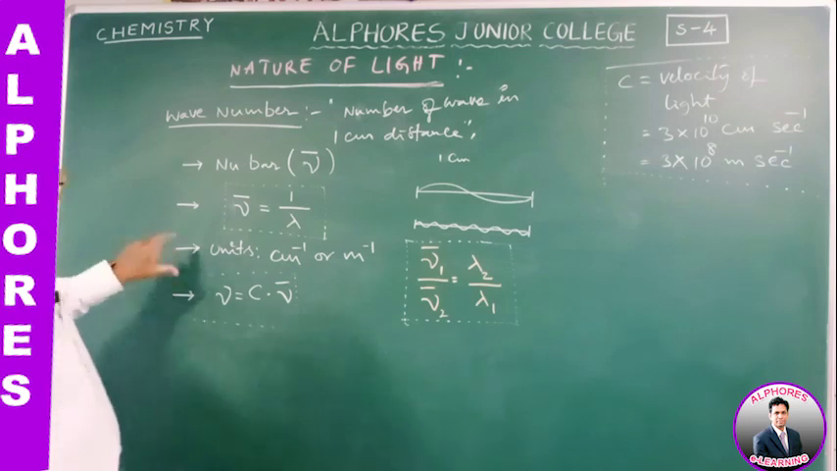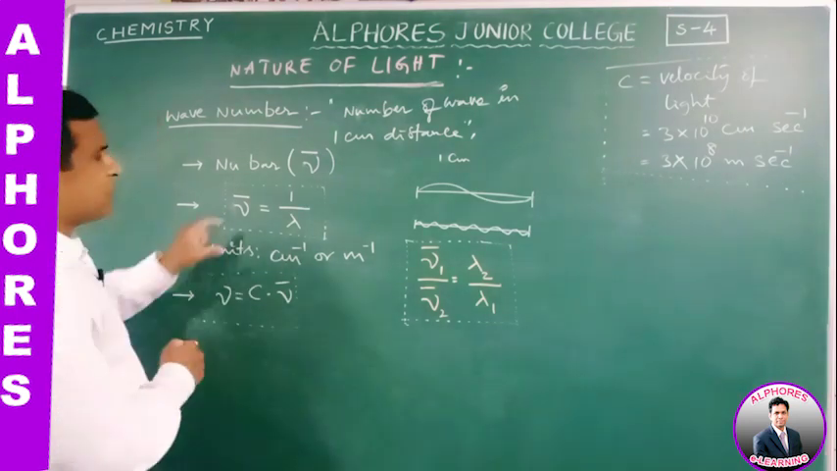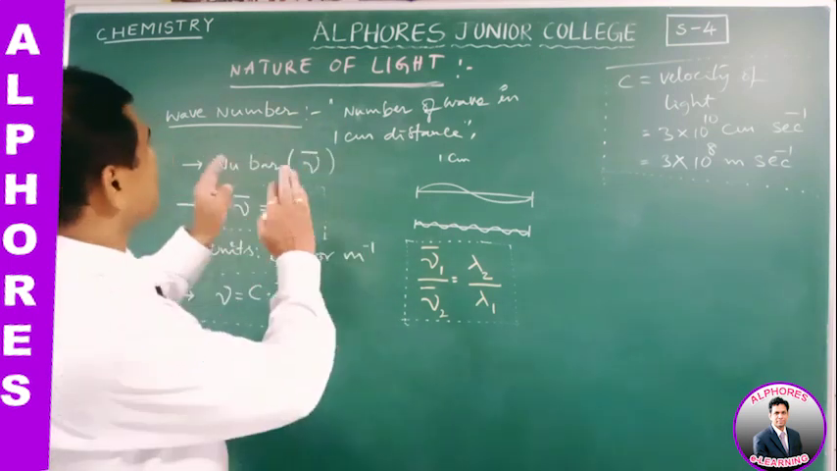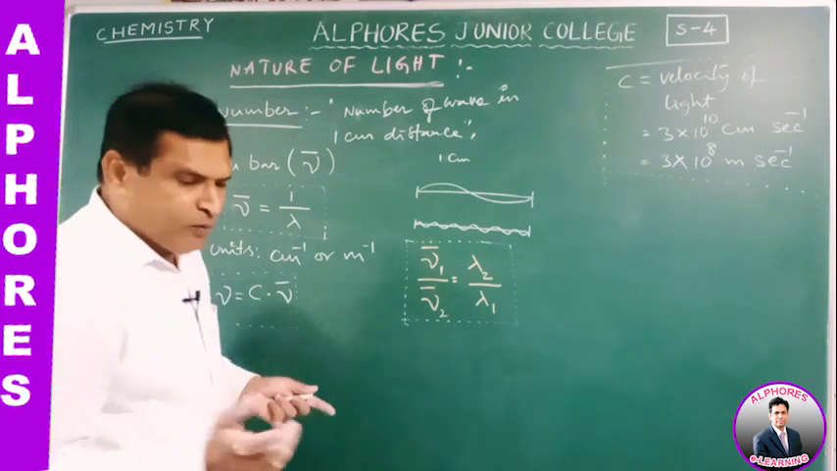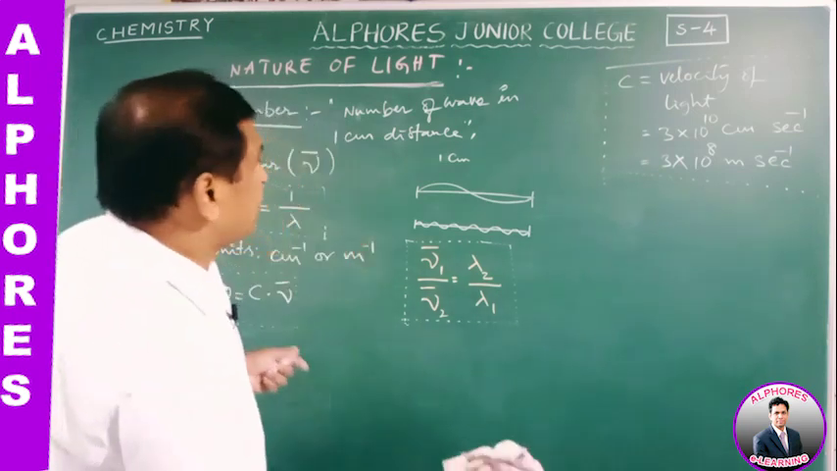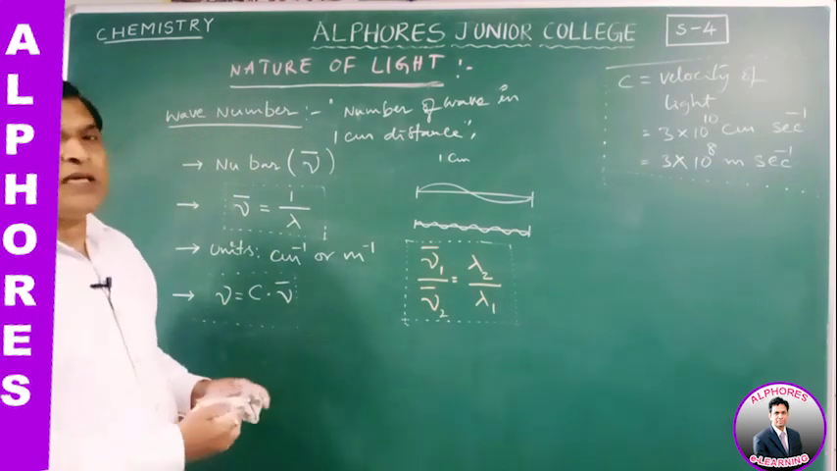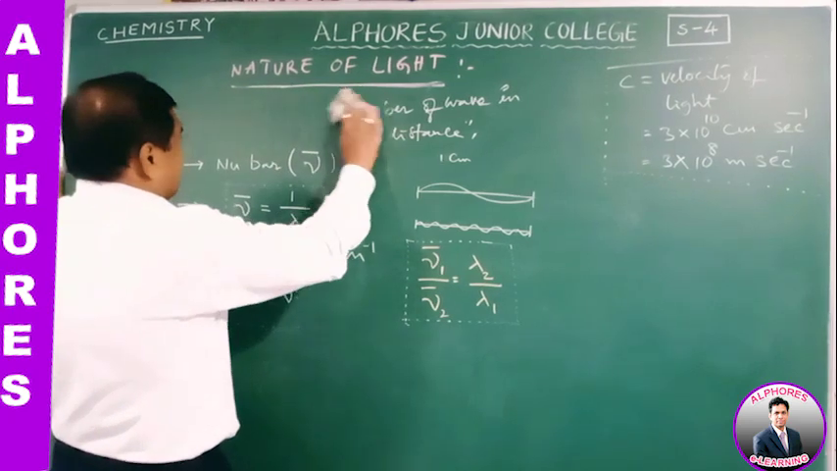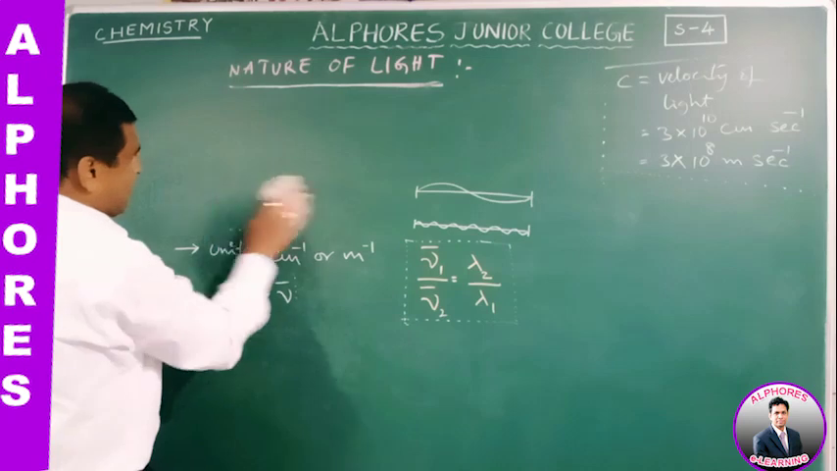Right, this is the concept of wave number. Okay, wave number is reciprocal of wavelength. So right, the concept of wave number is done. So far we completed wavelength, frequency and wave number, and next coming to velocity of light.